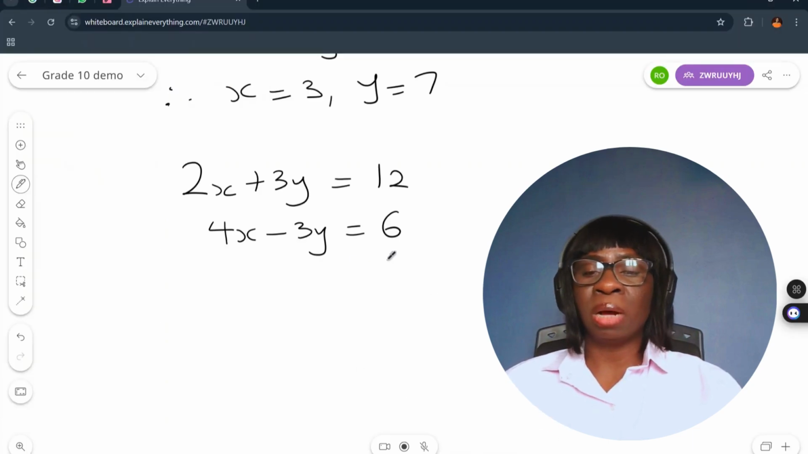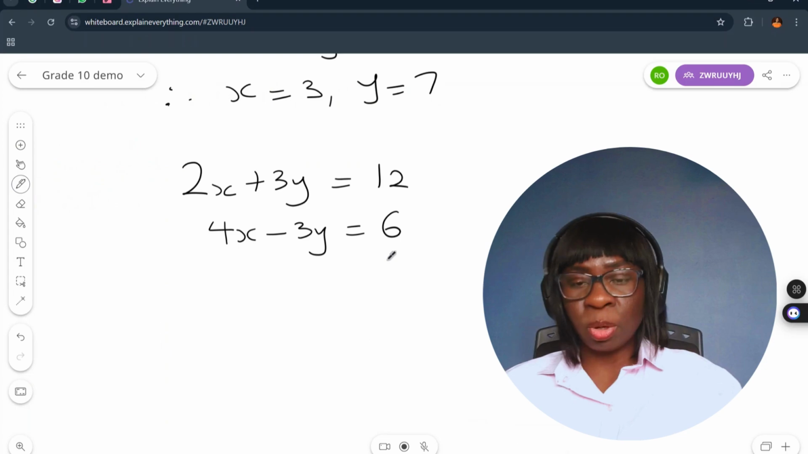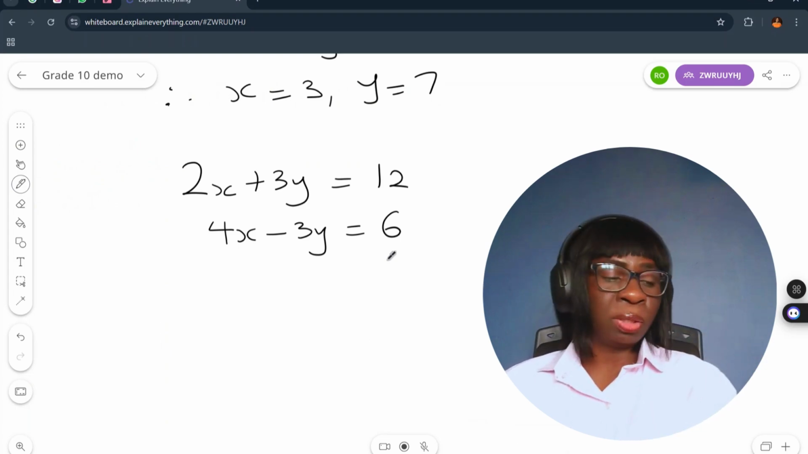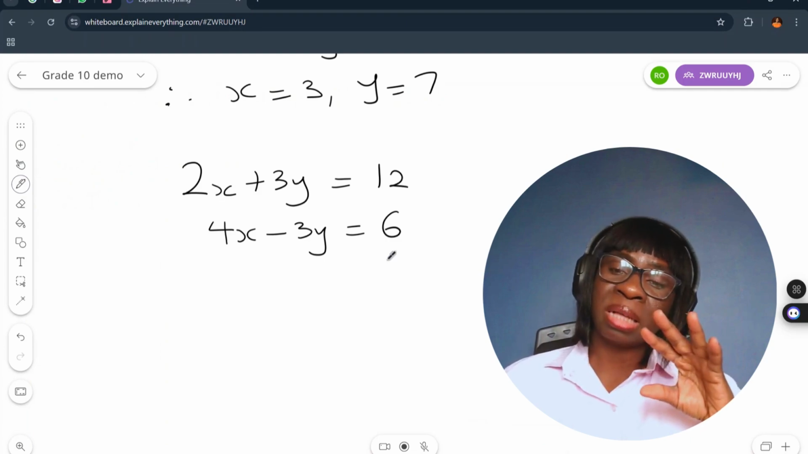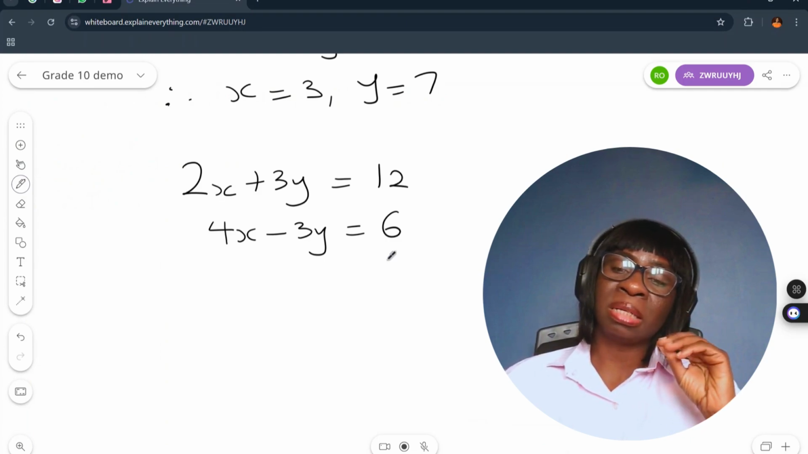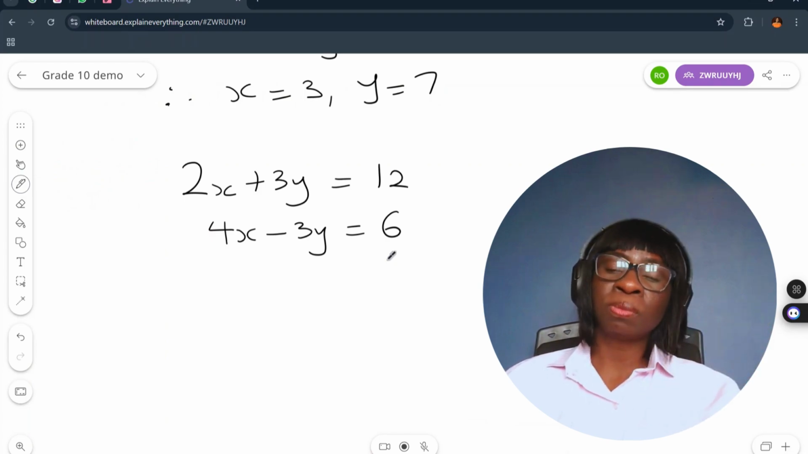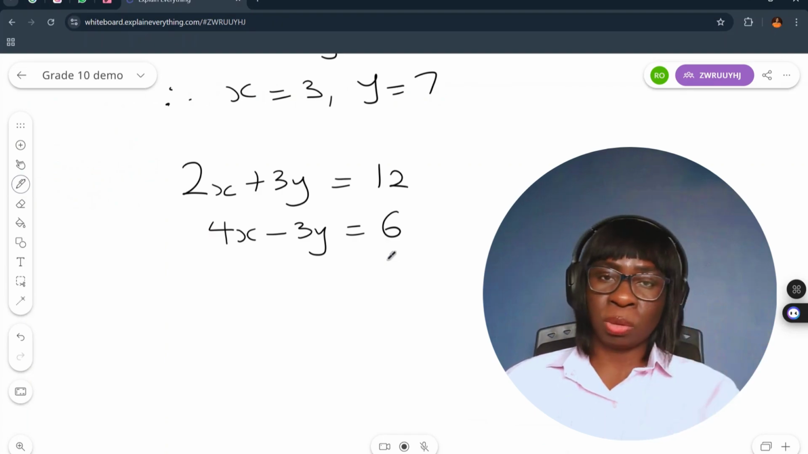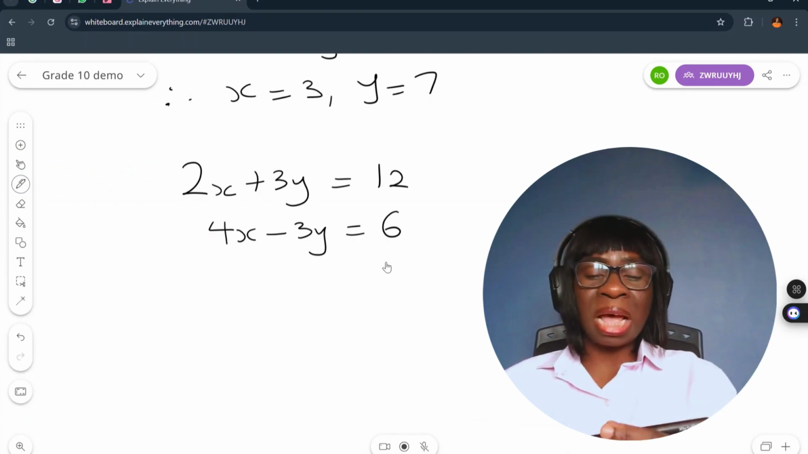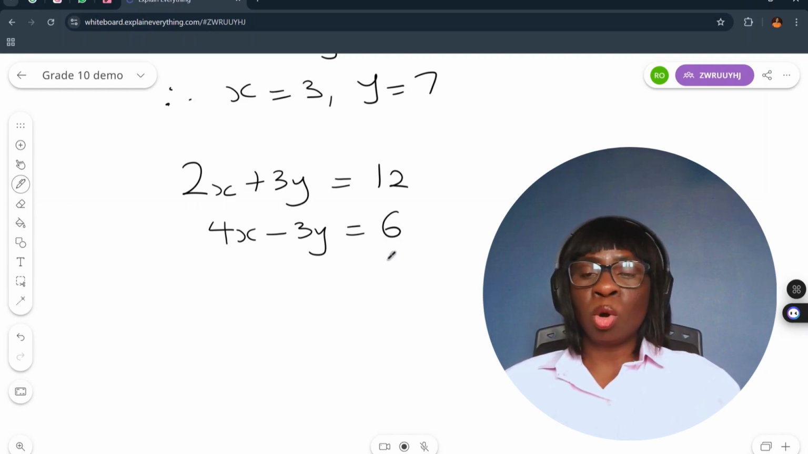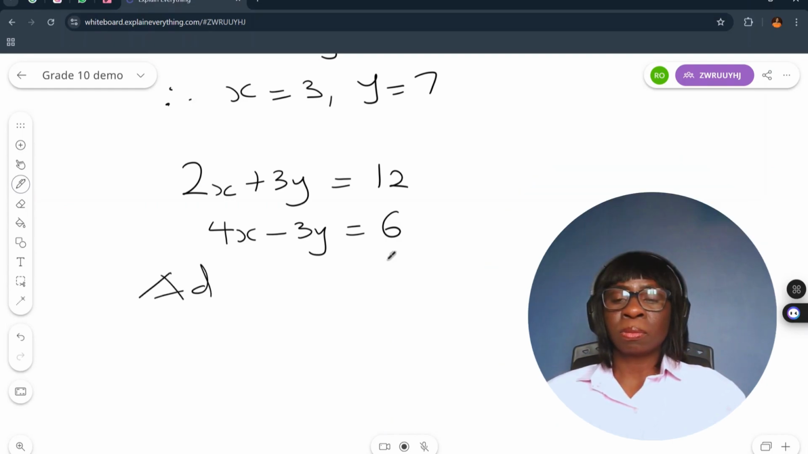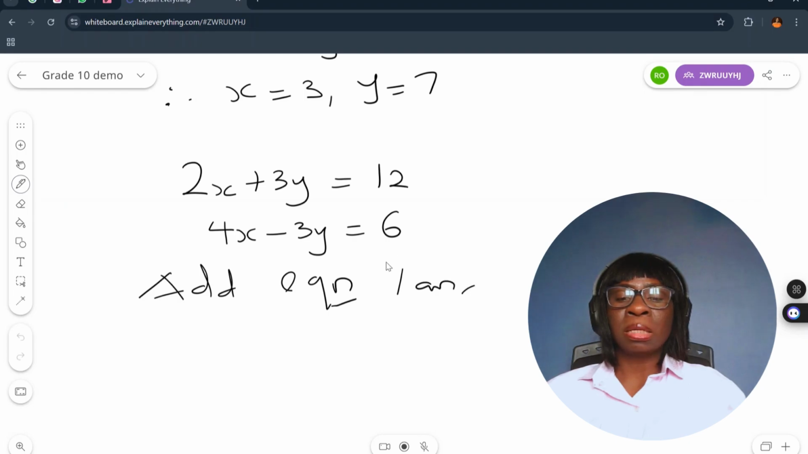Let's go to the board now so that we have 2x plus 3y. We are using the elimination method. What we have to do is look at the first equation and look at the second equation. If we have one variable that has the same coefficient, we either add or subtract. For this one, we will just add equation 1 and 2, such that we just put plus here.